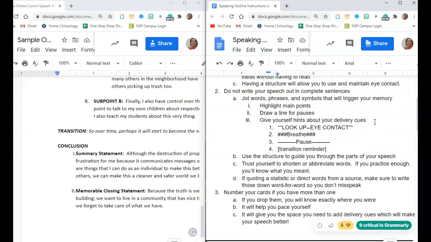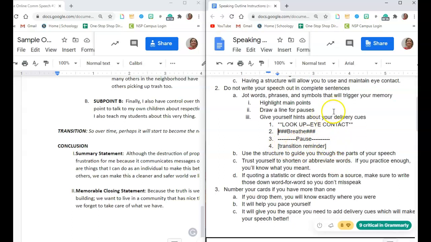You don't want to just write your speech out in complete sentences. If you lose your place, it gets really, really hard to find it if you're just looking at complete sentences. So instead, you want to jot words, phrases, and symbols that will trigger your memory. You can even use a highlighter to highlight main points, and use symbols like drawing lines for pauses or giving yourself hints for delivery clues, like look up, maintain eye contact, don't forget to breathe, or pause. You can also put transition reminders in brackets.